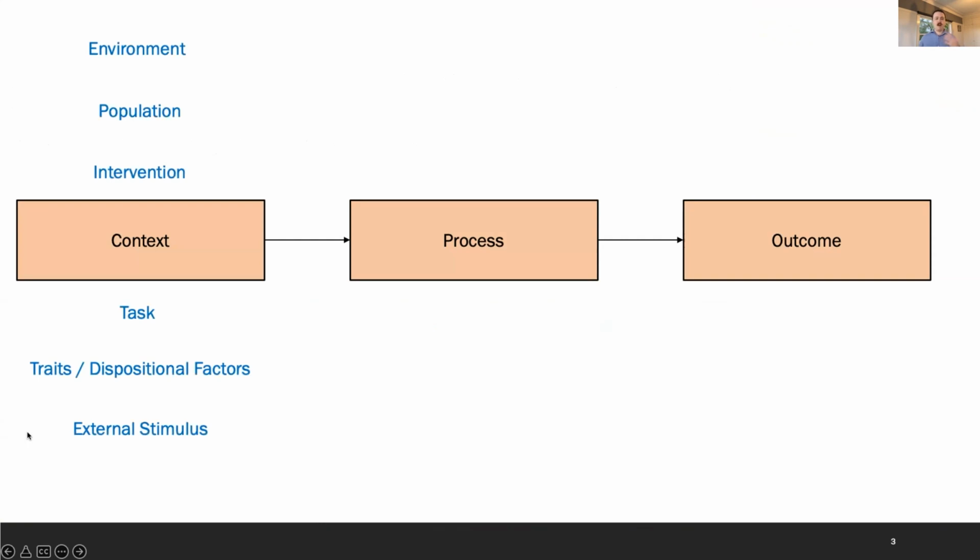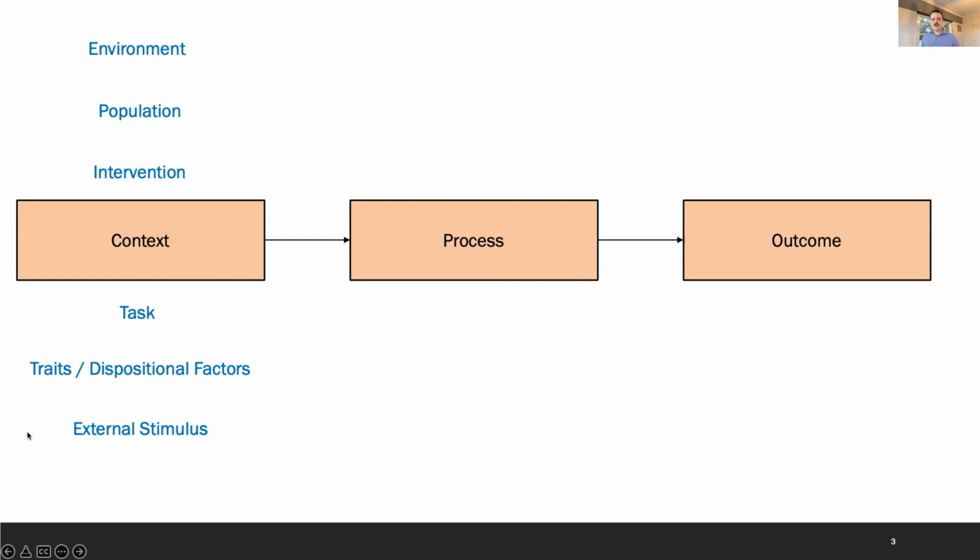This could be an environmental context like the classroom. It could be a particular population like a clinical population, or we could be looking at a particular intervention. We could be looking at a very particular cognitive task, or at whether dispositional or trait factors play a role in different phenomena, or in most cases, some combination of these.